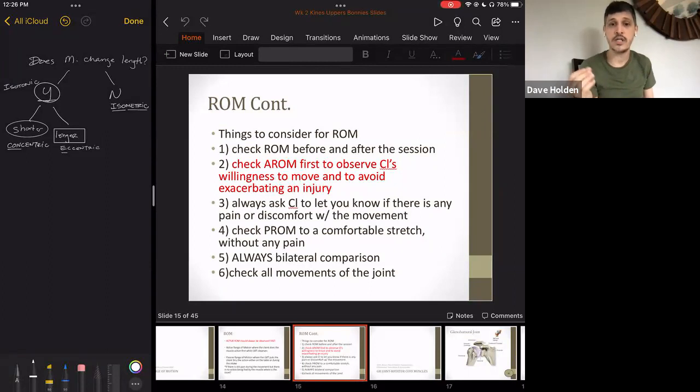Check passive range of motion until you get to a comfortable stretch, but no pain. So you may passively move the arm a little beyond what it's supposed to be, and they're like, yeah, I feel a stretch in there, but it should not be painful. Always check bilaterally, right? You check one shoulder, then you check the other shoulder. And then check all movements of the joint.